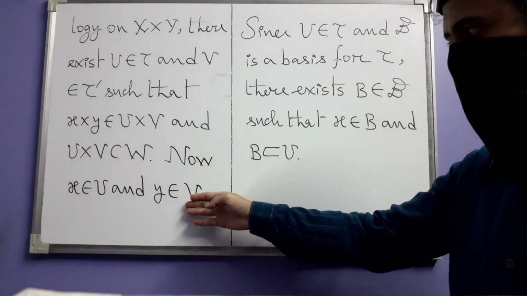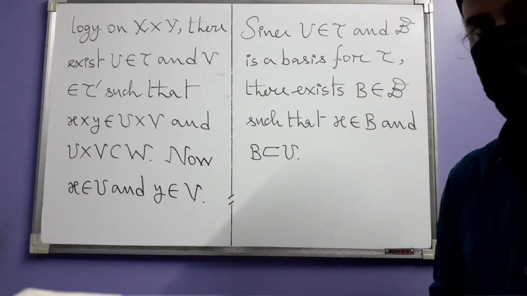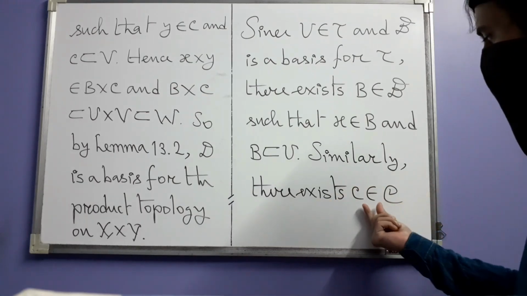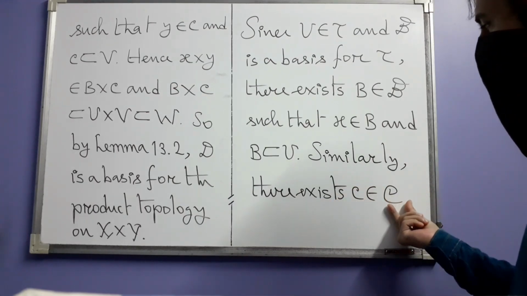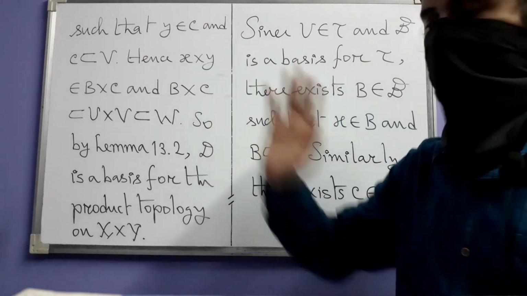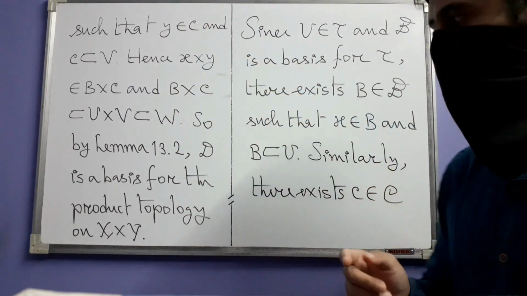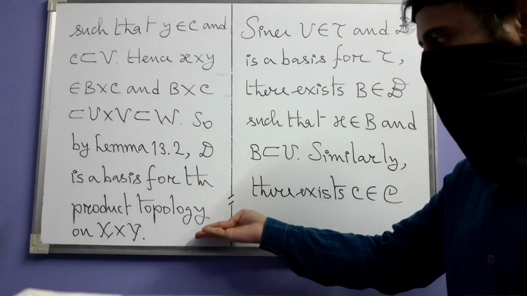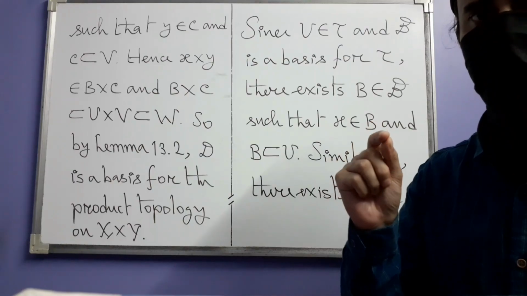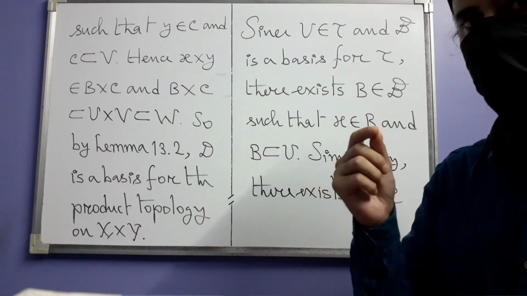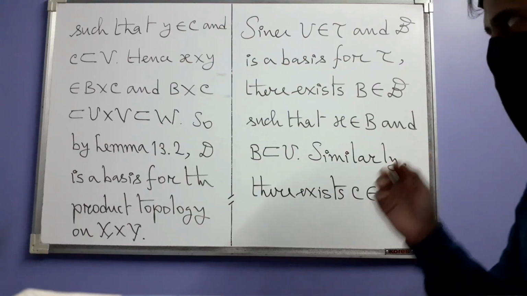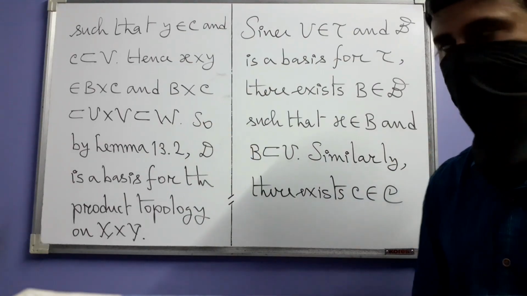Similarly, we can write something about Y and V. Similarly, there exists a basis element C in the collection C such that Y belongs to C and C is contained in V. How is this coming? Well, we do not have that thing here. Y belongs to V and V is an open set in the space Y. That means V is an element in the topology tau prime, and tau prime has this collection C as a basis. That is why this is happening.